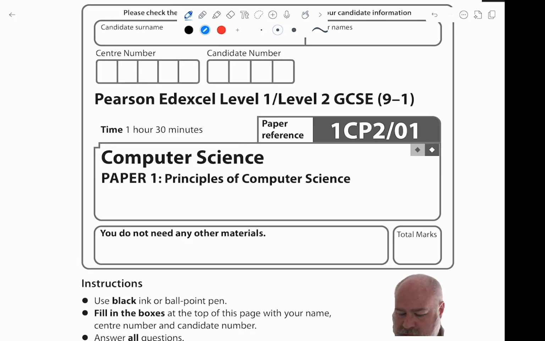Hello students, we're going to look at the Pearson Edexcel Computer Science GCSE Paper 1. This is the 2020 spec, 2022 paper, in preparation for GCSEs.